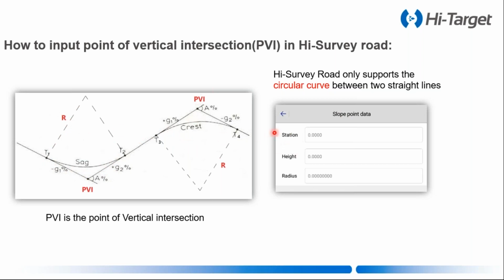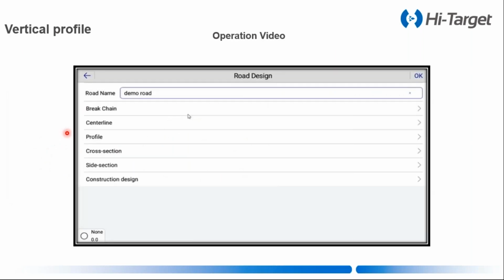And the picture on the right is about Highway Road. In Highway Road, the name is PVI data. That means it is for the PVI, the point of vertical intersection. For this, we only need to input the station of the PVI here and input the height of the PVI and the radius of this circular curve. Okay, let's see the operation video about this part.